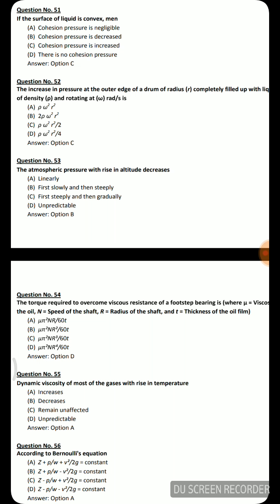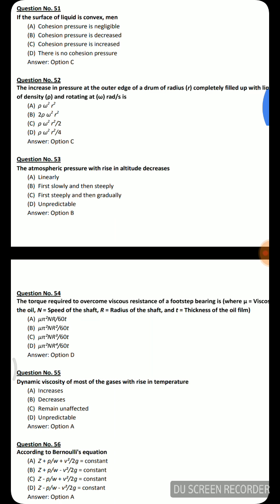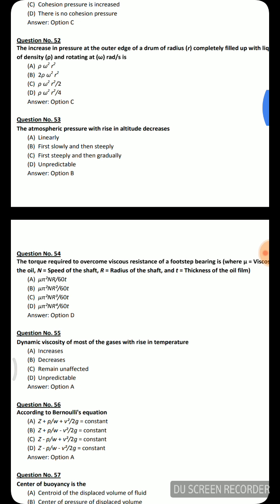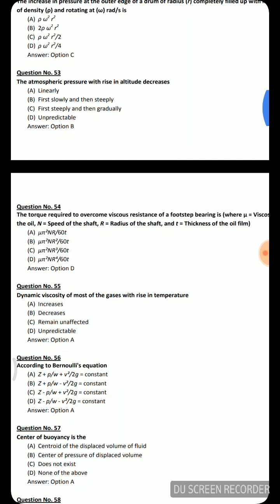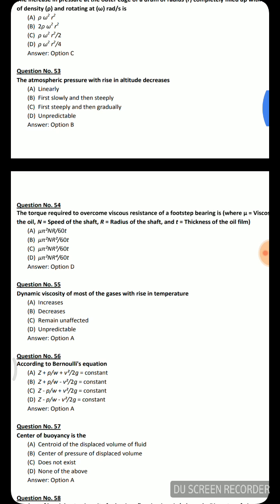Next question. The torque required to overcome viscous resistance of a footstep bearing is, correct answer in this case is option D, mu pi square N r raised to 4 upon 60t. Next question. Dynamic viscosity of most of the gases with rise in temperature. Obviously it increases with the rise in temperature. So the correct answer is option A.